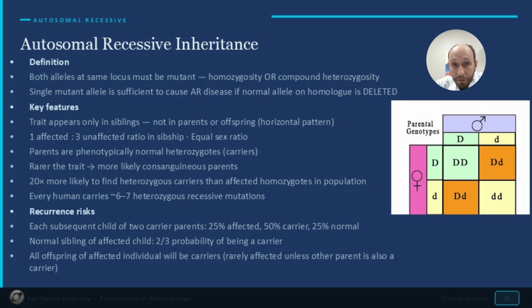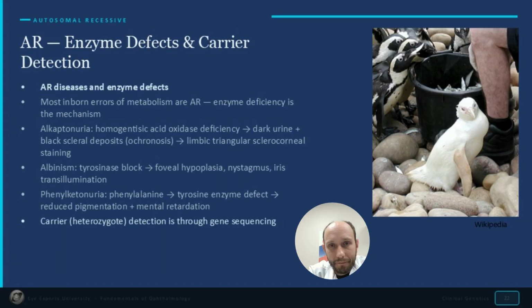So usually these are fairly rare because, again, to get the disease, you have to get two heterozygotes or one homozygote with disease, and the odds of meeting them are pretty low, unless, of course, you have those geographic concentrations that we talked about before. Autosomal recessive diseases tend to be enzyme defects and cause errors of metabolism.